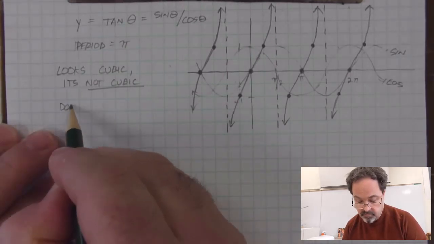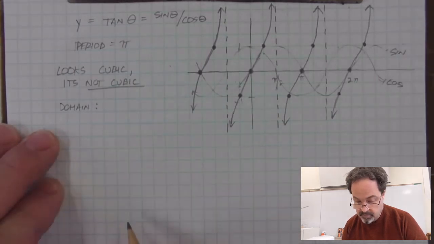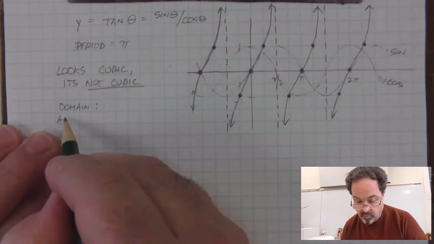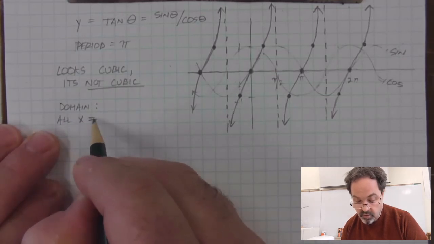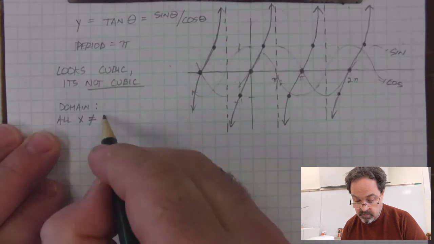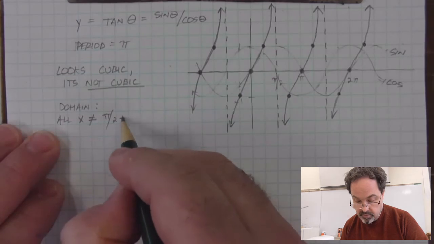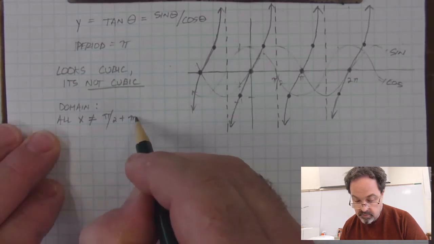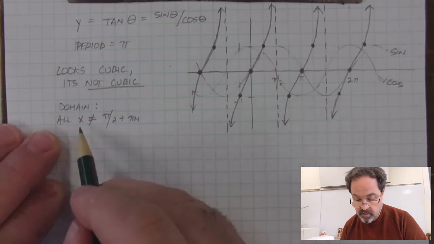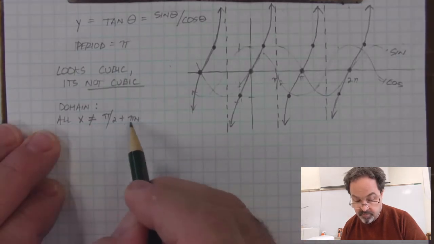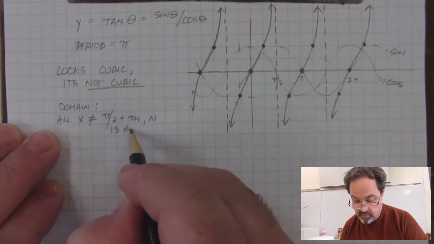The domain of tangent is all x that is not equal to pi/2 plus integer multiples of pi. And we can express that as x not equal to pi/2 plus pi n, where n is an integer.